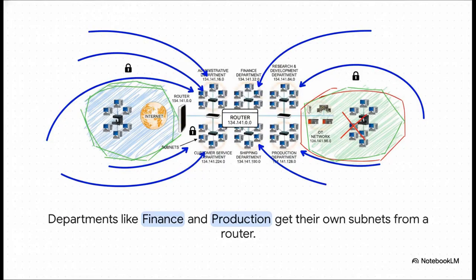And here's what that actually looks like. You can see the central router there acting like a traffic cop, making sure data only goes where it's supposed to. Finance has its own little neighborhood, production has its own, and so on. This setup enforces a really simple but powerful security idea. A computer in R&D has absolutely no reason to be talking to a machine on the factory floor. And with segmentation, that's just not allowed to happen.